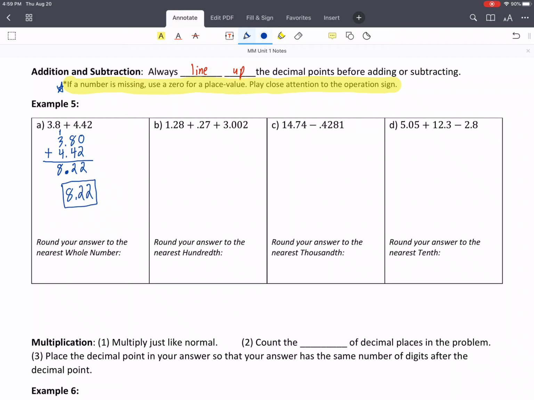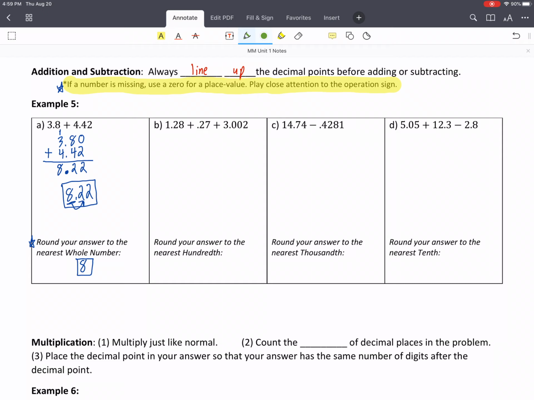Down here, it says round your answer to the nearest whole number. So if we look at the nearest whole number, we've got 8. Look to the right, to the 2. 2 is less than 5, so we're not going to round 8 up. We're just going to leave it as it is. So we'll go with 8 there. Let's go to C. I'll leave the other ones for you guys to do, to get some practice.